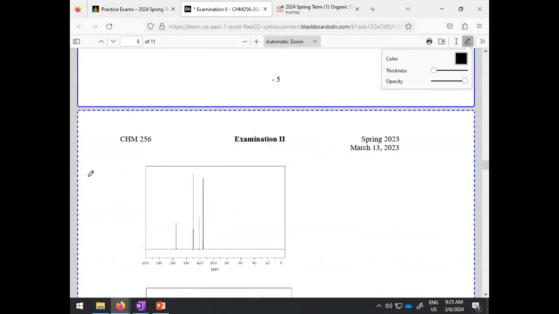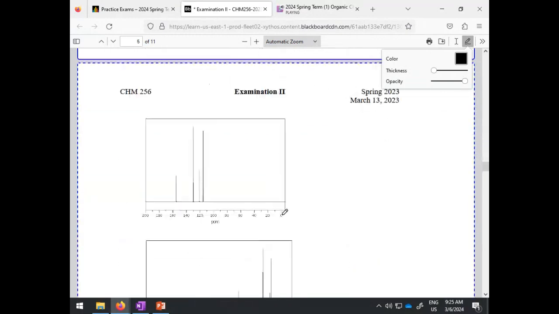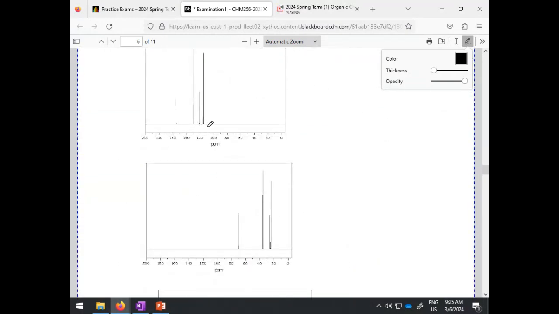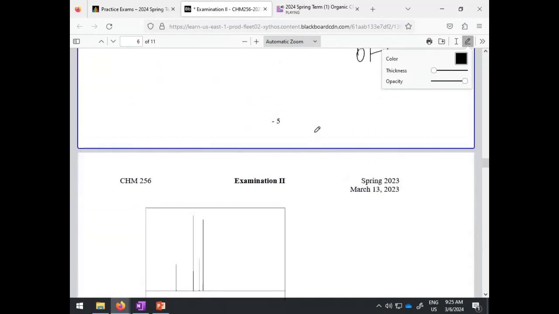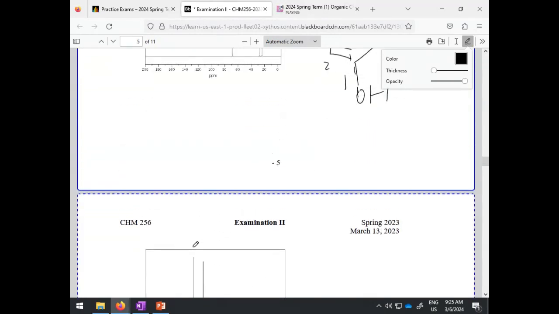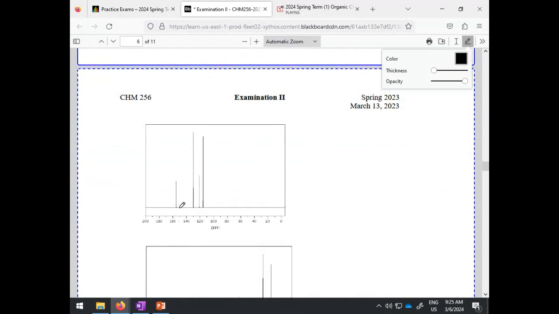Yeah, only the second one, because all of them are aromatic, and most aromatic carbons are around 120. The carbon directly bonded to O will be highly deshielded, 150 something. That's how you figure out those 3 spectroscopic problems.